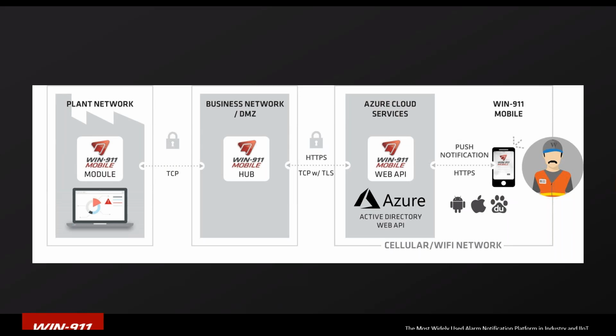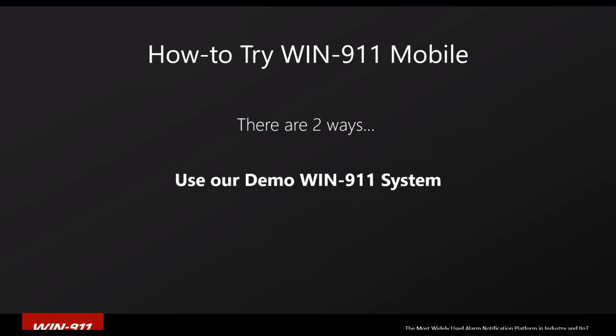If you want to go ahead and try WIN-911 Mobile, there are two ways to do it. The first way is the easy way: use our demo server. If you get the app, you'll see an option at the bottom that says use demo. When you click on that, it'll log you in. I'll talk about that in a second.